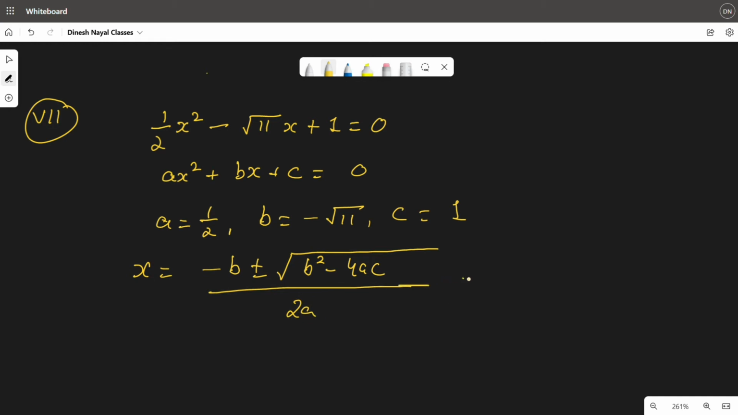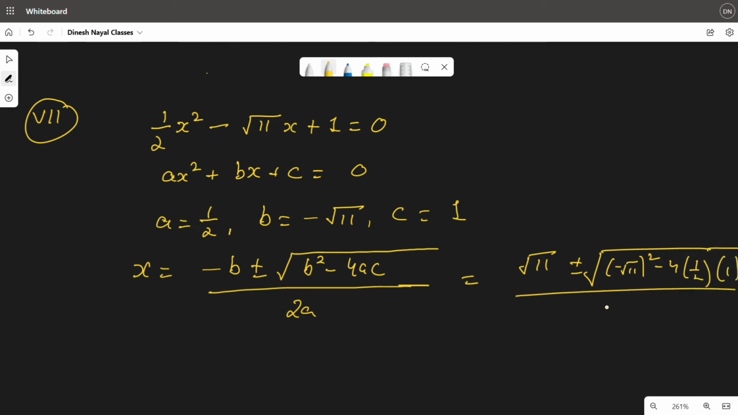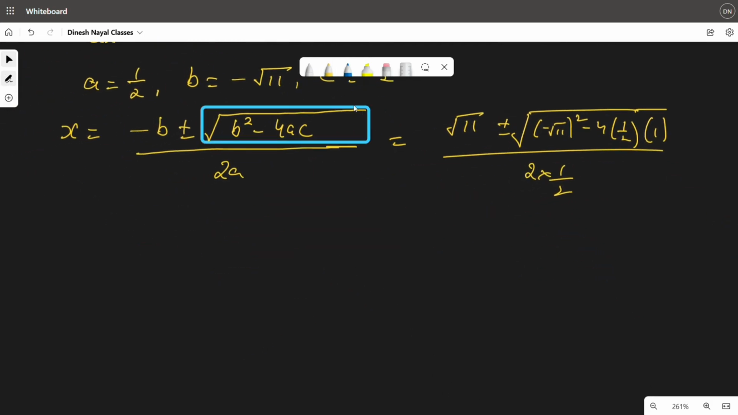Now substituting the values, b is minus root 11, so this is root 11 plus minus under root of minus root 11 whole square minus 4 into a is 1 by 2, c is 1, whole upon 2 into a is 1 by 2 into 1 by 2. So root 11 will remain like this.